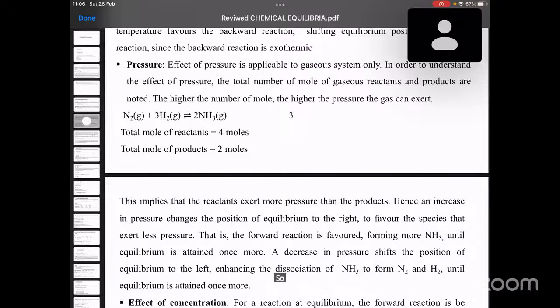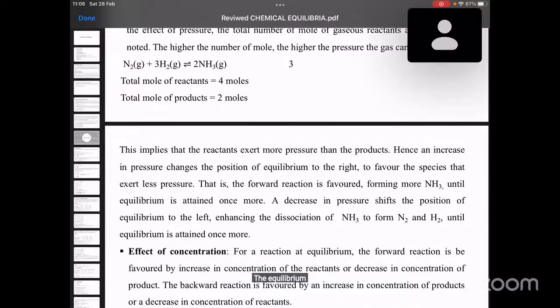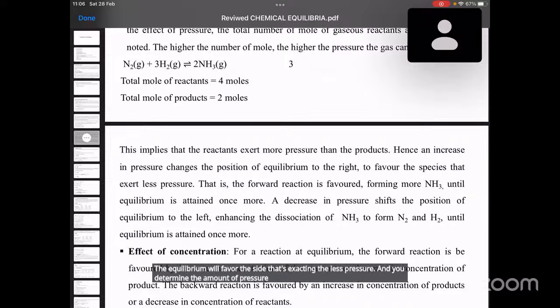So an increase in pressure changes the equilibrium to the right to favor the species that exert less pressure. So when you decrease pressure, the equilibrium will favor the side that's exerting the less pressure. And you determine the amount of pressure they exert relative to each other by looking at the number of moles of those gases relative to each other.